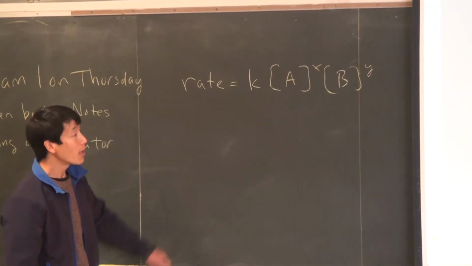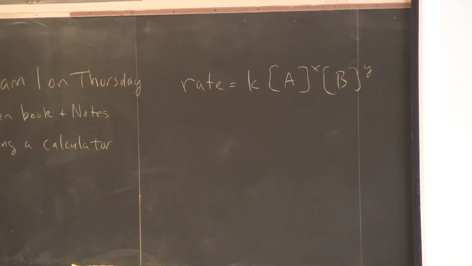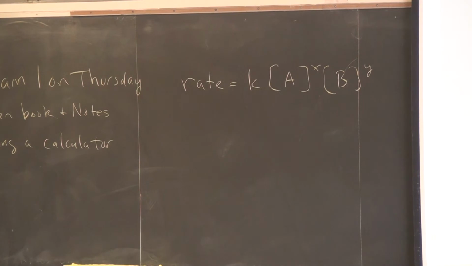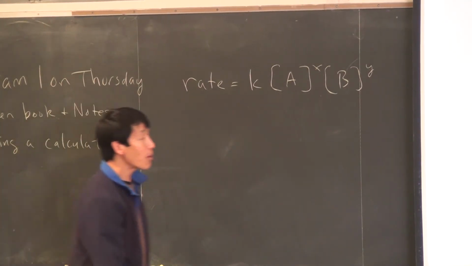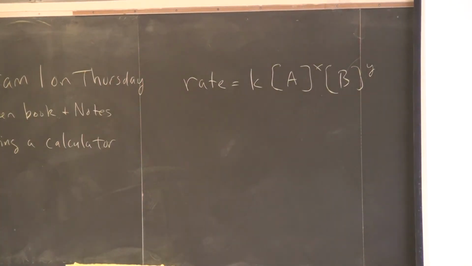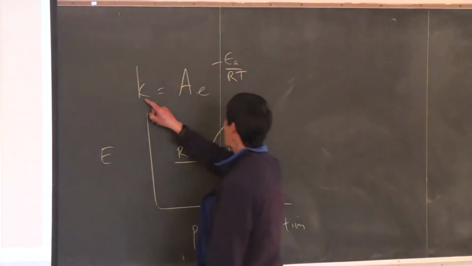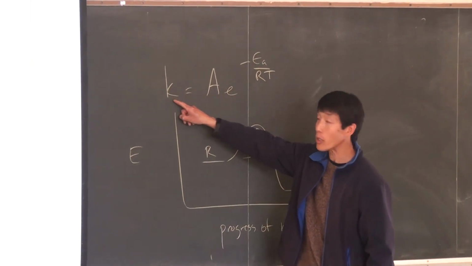It decreases. What happens to the rate constant K? Okay, it should stay the same, because note that based on this formula here, the rate constant K does not depend on concentration, it depends on temperature.